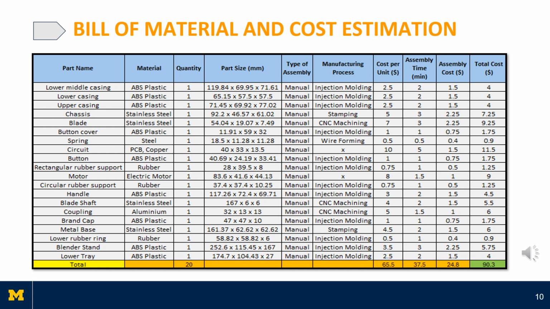Notably, the motor and the circuit component will be outsourced and are therefore not considered in the manufacturing processes, although their costs are still reflected in the overall cost per unit and assembly time. Despite outsourcing these critical components, their higher unit costs, especially for the motor, remain the key contributor to the total product cost. Overall, the total assembly time is around 65.5 minutes with a total cost of around $90.3, showing a balance between in-house manufacturing for the majority of components and external sourcing for the specialized parts.